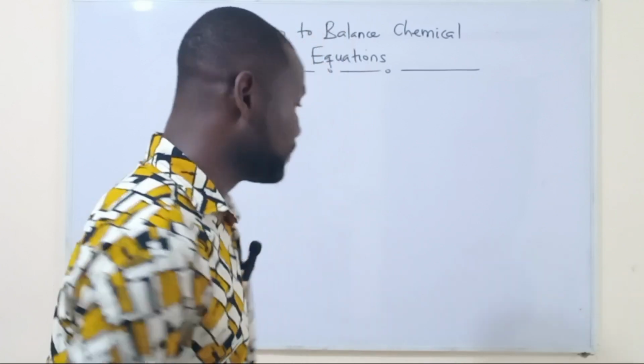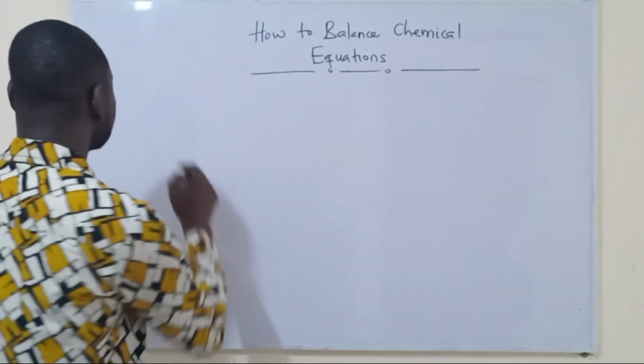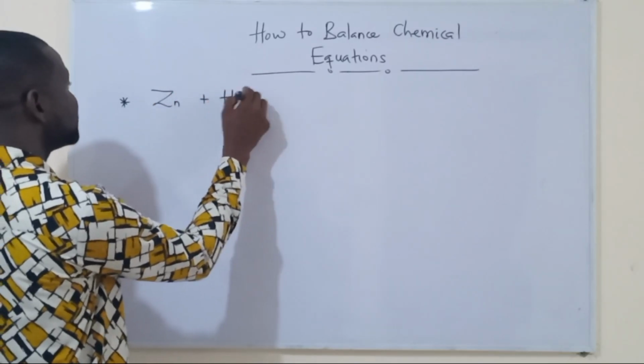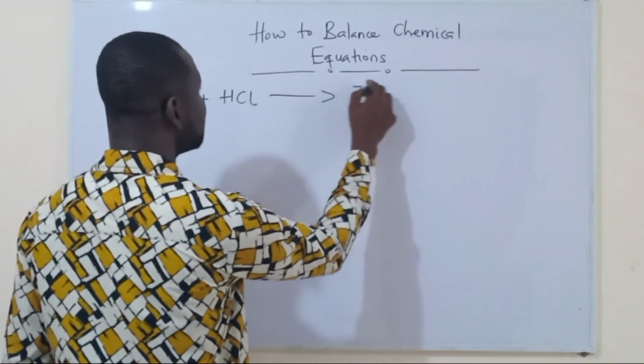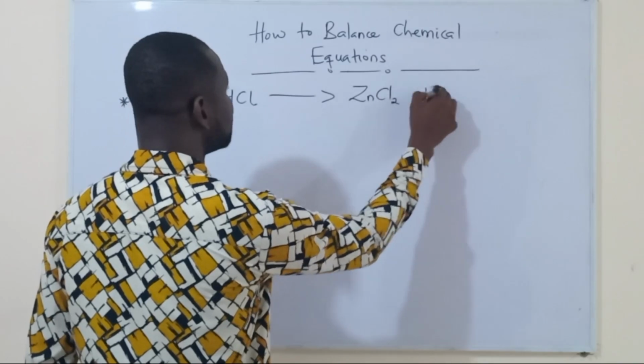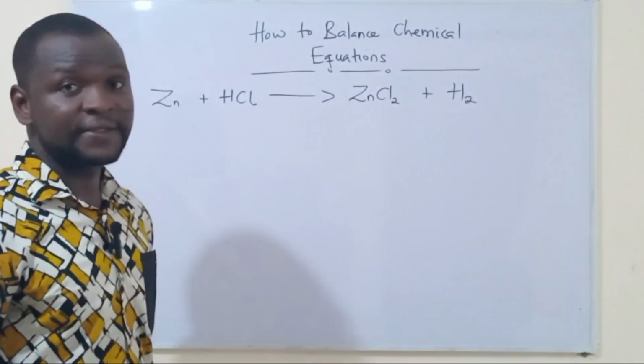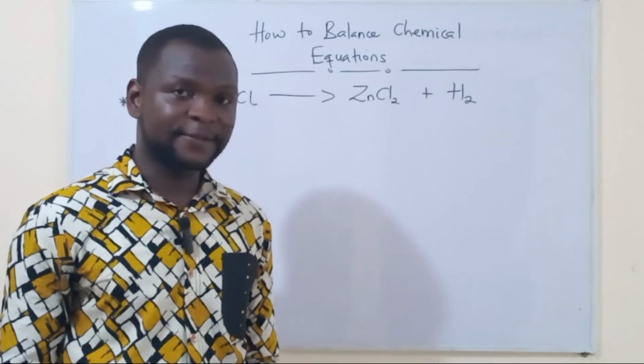So let's take an example. For instance, if I have Zn reacting with HCl to give me ZnCl2 plus H2. How are we going to balance this chemical equation using the guess method?